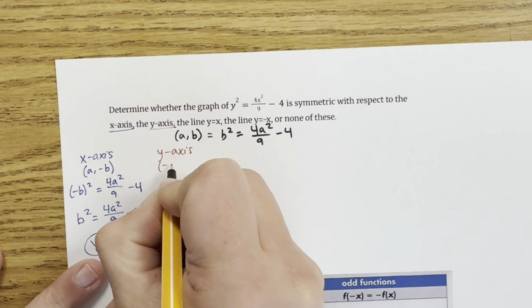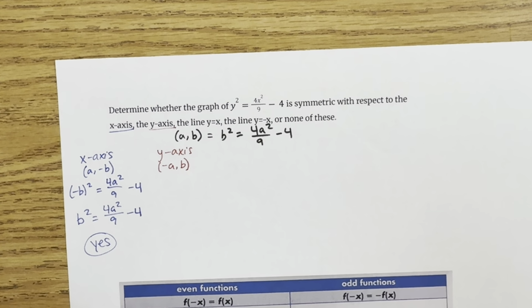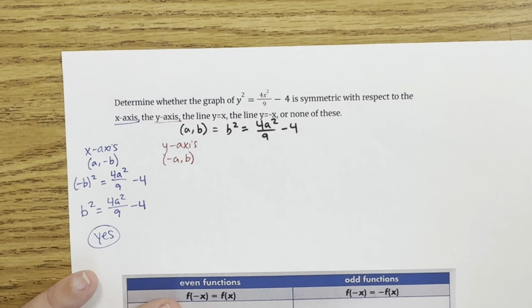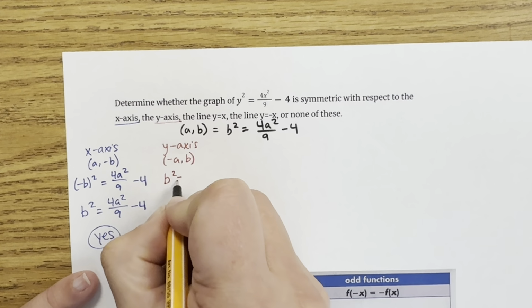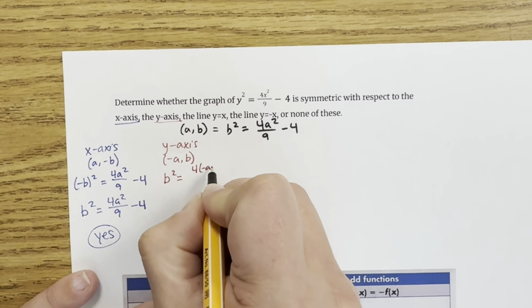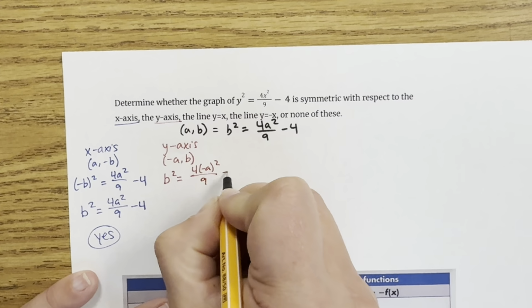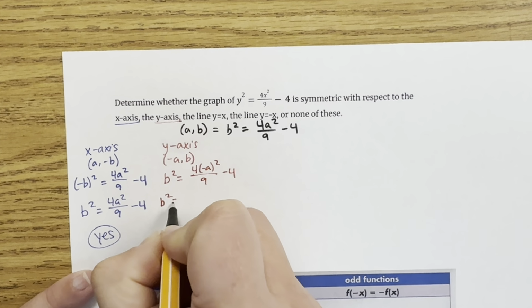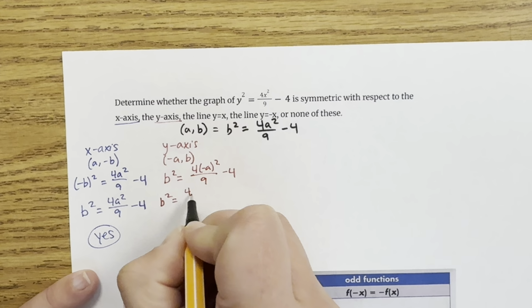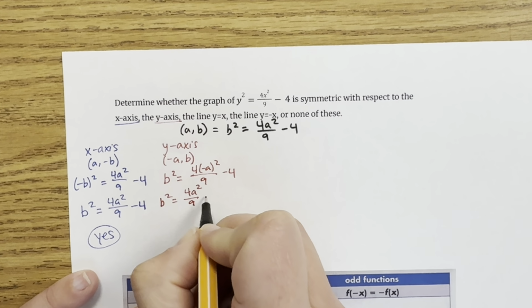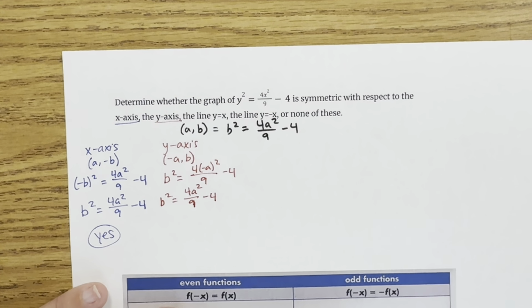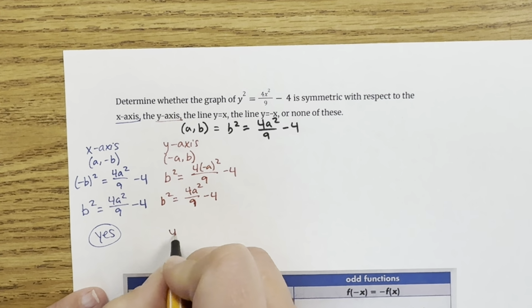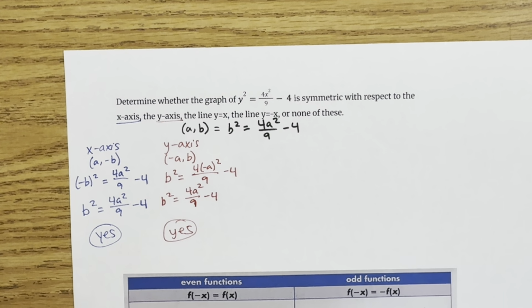The test for that one is negative a, b. You'll see that in your notes above or on the before. And now I'm going to plug this in. So I'm going to have b squared equals 4 times negative a squared over 9 minus 4. Negative a squared is 4a squared over 9 minus 4. And I'm going to check, does that equal that? Looks like it does. So that one's going to be a yes. It is also symmetric over the y-axis.